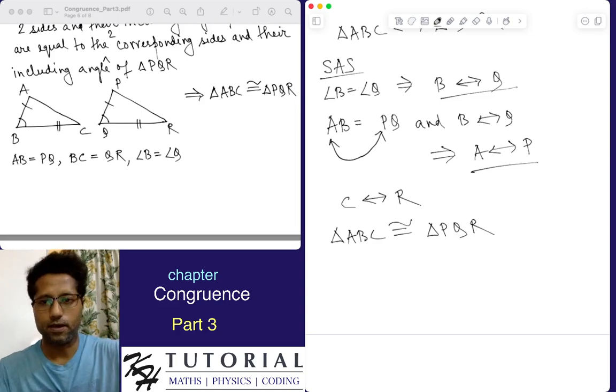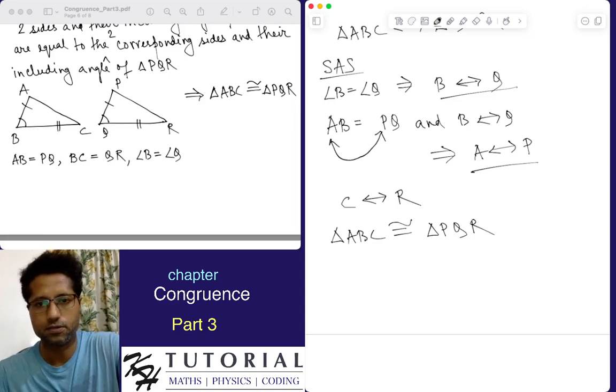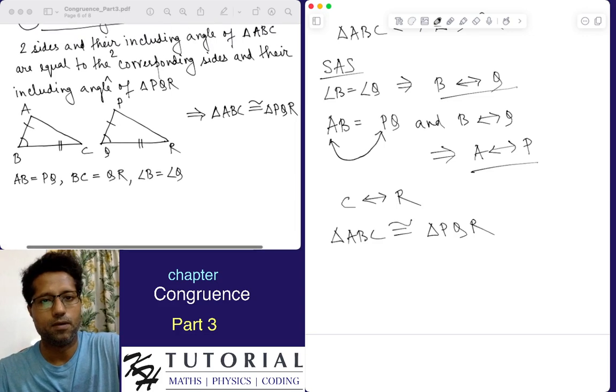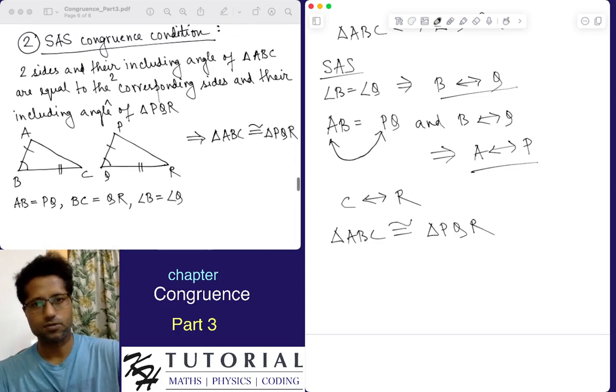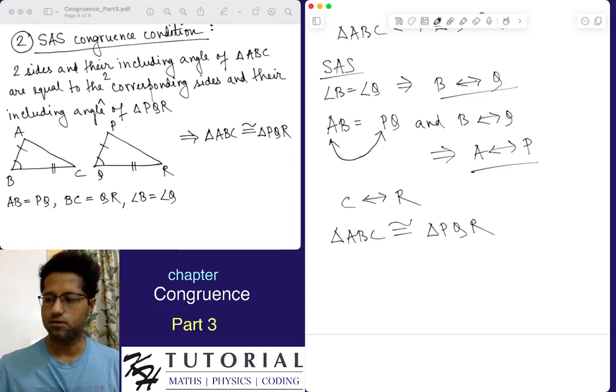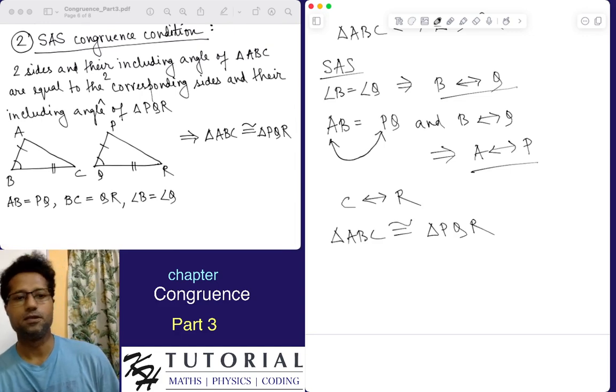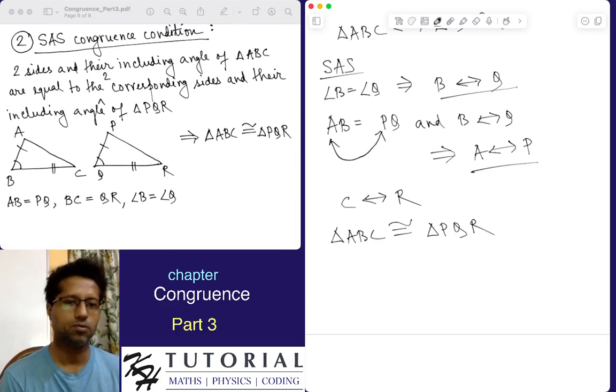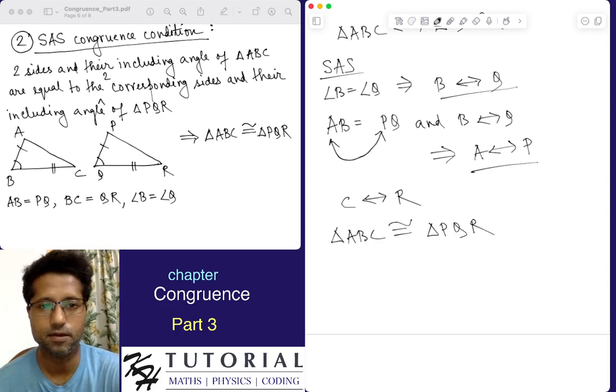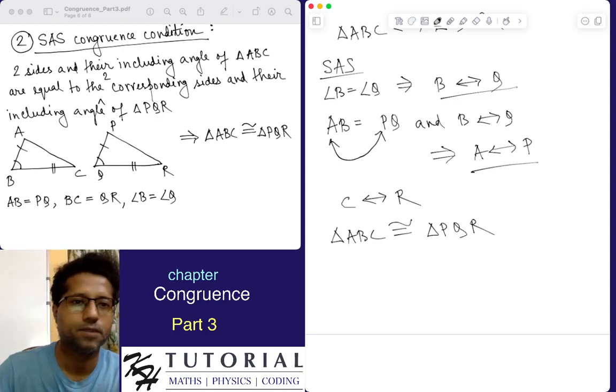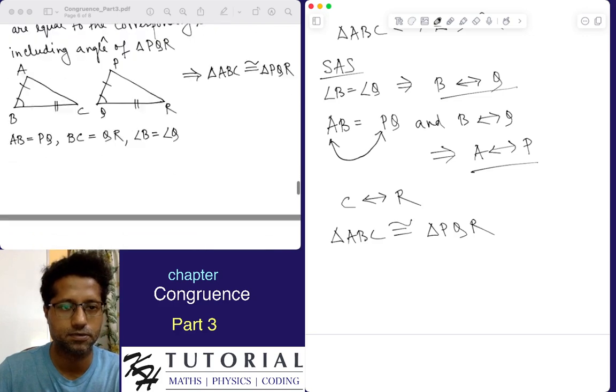So this is the way you can find the congruence relation, or the congruence name, from the SAS congruence condition. That is, two sides and the included angle of one triangle are equal to the corresponding two sides and their included angle in the other triangle. Okay, this was the SAS congruence condition.